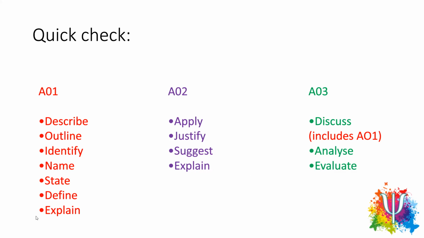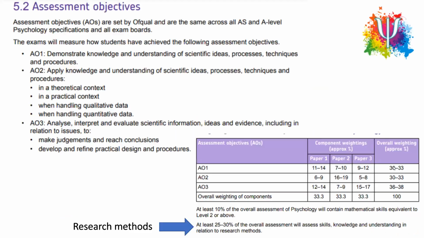Whether it's asking you to show off your knowledge, apply your knowledge, or evaluate what you know. Okay, so here they are again, just to make it really clear. AO1 is all about demonstrating knowledge, AO2 is about applying that knowledge, and AO3 is about being able to evaluate.